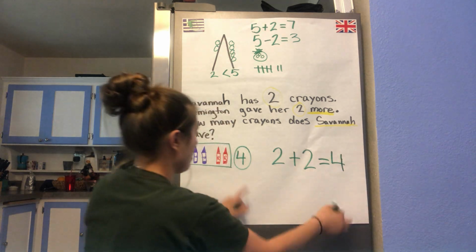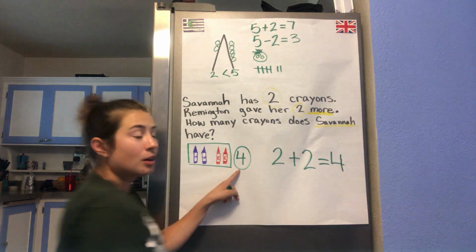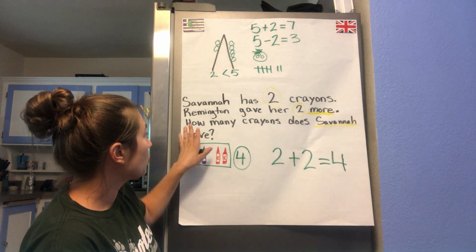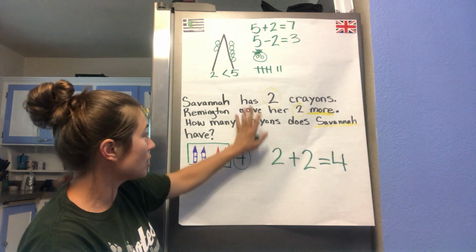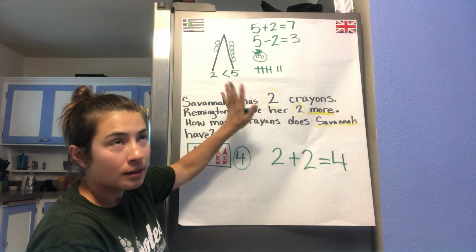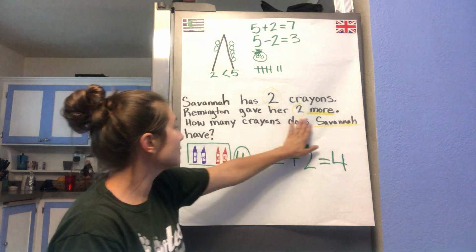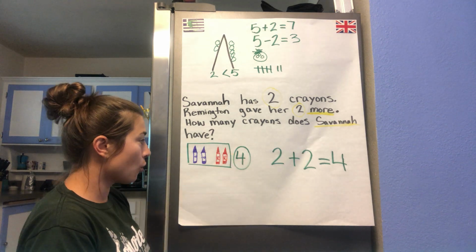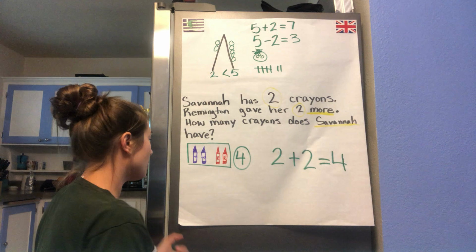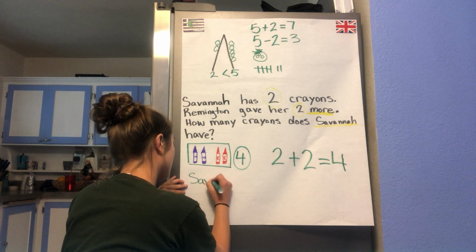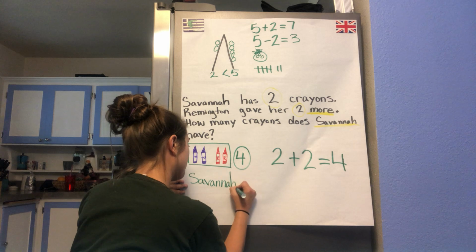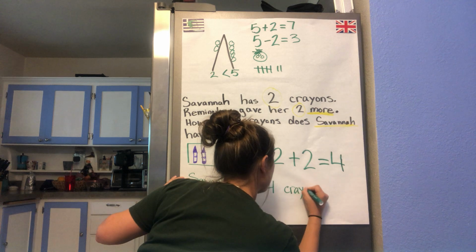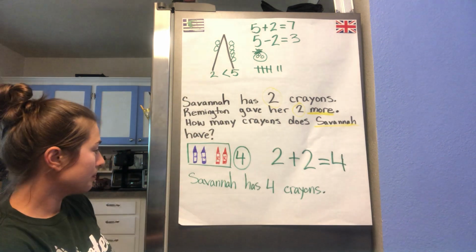And here they match. Our picture matches our number sentence, and we have answered the question in the word problem. How many crayons does Savannah have? Well, we found out she now has 4 crayons. And I could even write: Savannah has 4 crayons.